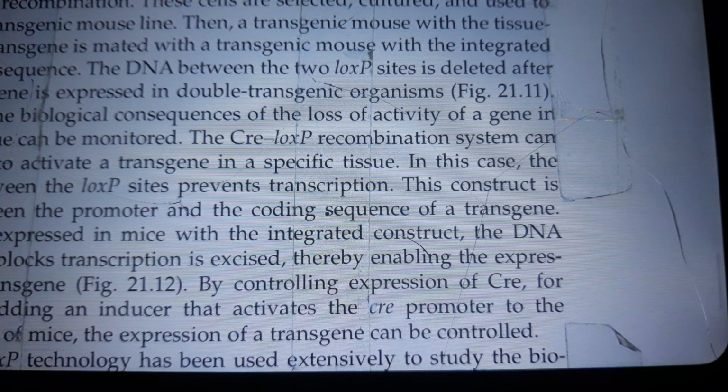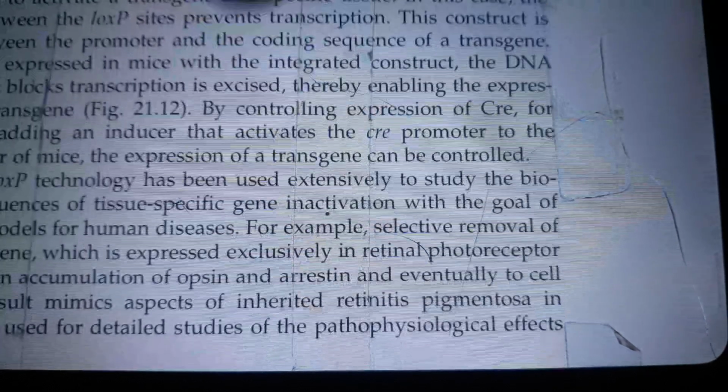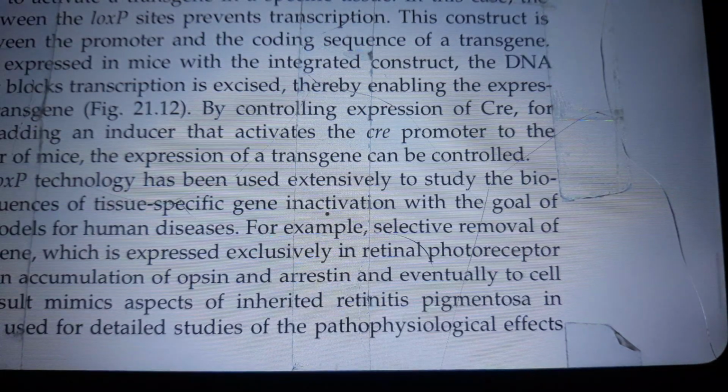In this case, the sequence between LOXP sites prevents transcription. This construct is inserted between the promoter and the coding sequence of a transgene. When KORAH is expressed in mice with the integrated construct, the DNA sequence that blocks transcription is excised, thereby enabling the expression of the transgene. By controlling expression of KORAH, for example, by adding an inducer that activates the KORAH promoter to the drinking water of mice, the expression of a transgene can be controlled.